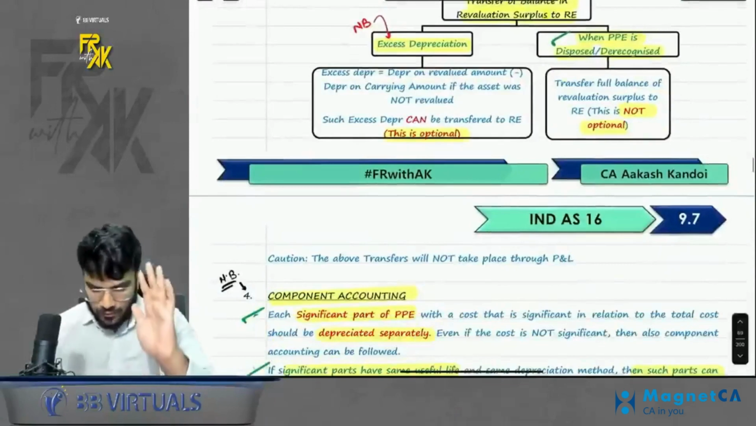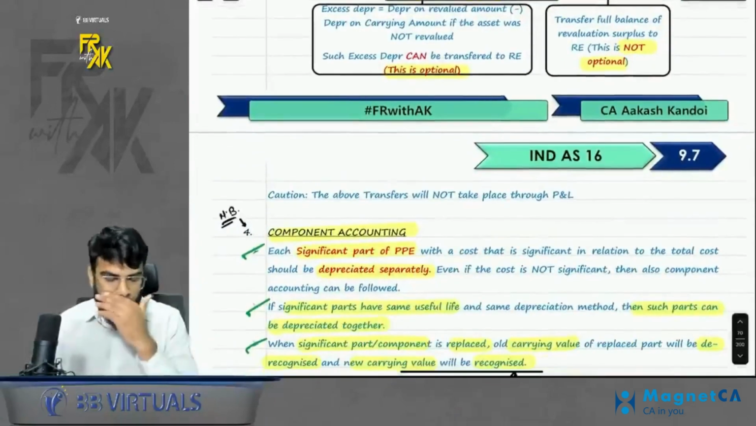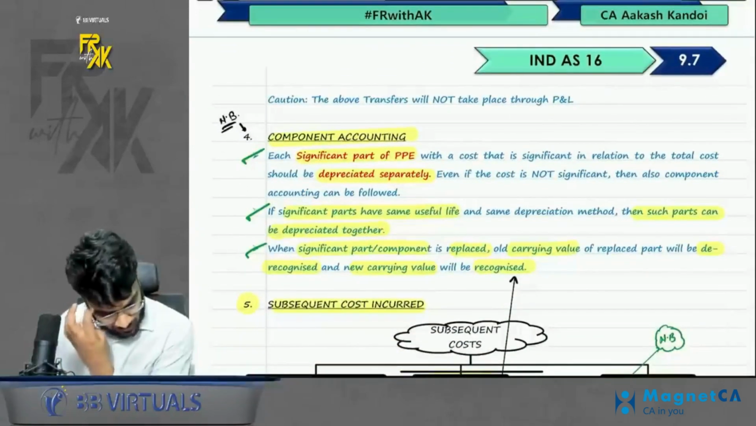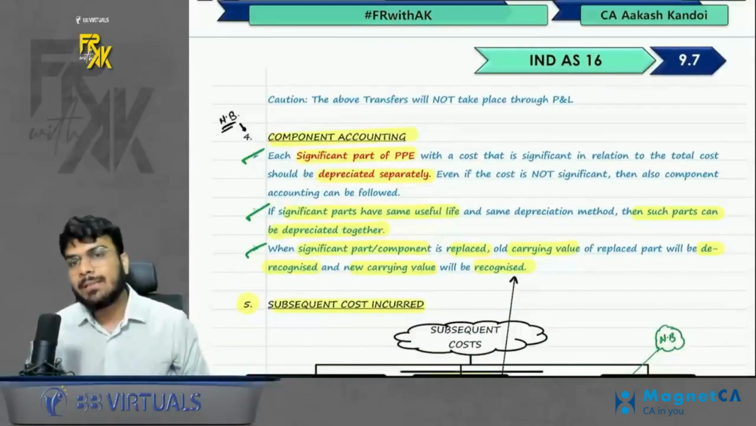Okay, so this was your measurement part. So third point, measurement, initial, subsequent, full is over. I hope you're getting everything I'm trying to say. The next point is component accounting. What is the meaning of component accounting?